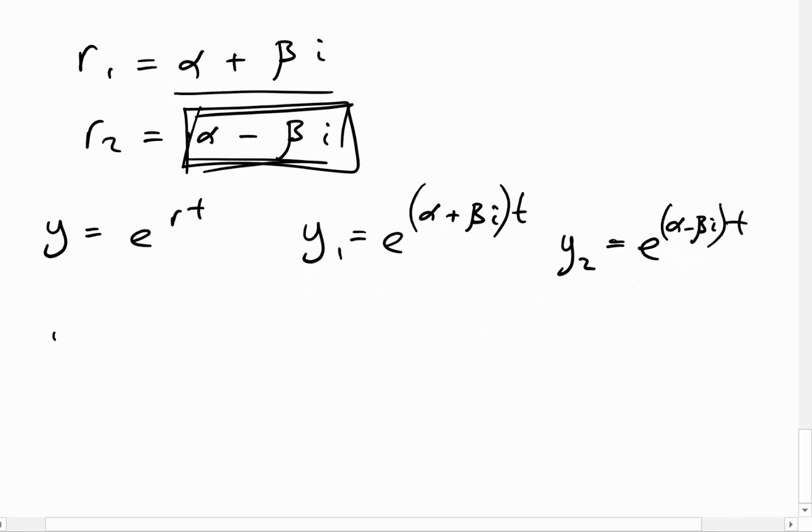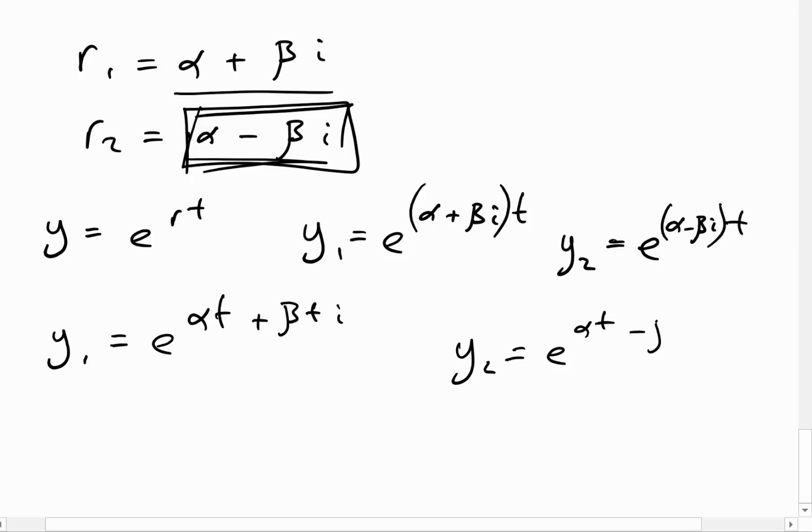Okay, so let's do a little bit of work with these two things. Let's work with y1 first of all. y1 equals e to the alpha, and I'm going to multiply through by t, so alpha t plus beta t times i. The same thing for y2. So y2 is equal to e to the alpha t, just multiply through by t, minus beta t times i.